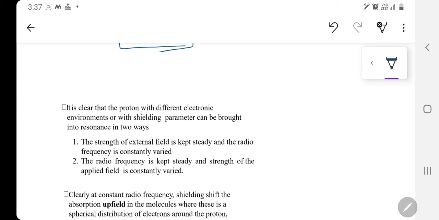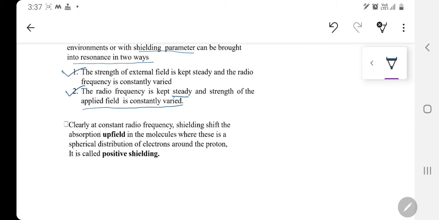It is clear that protons with different electronic environments or shielding parameters can be brought into resonance in two ways. First, the strength of the external field is kept steady and the radio frequency is constantly varied. Second, the radio frequency is kept steady and the strength of the applied field is constantly varied. Clearly, at constant radio frequency, shielding shifts the absorption upfield. In a molecule where there is a spherical distribution of electrons around the protons, it is called positive shielding.